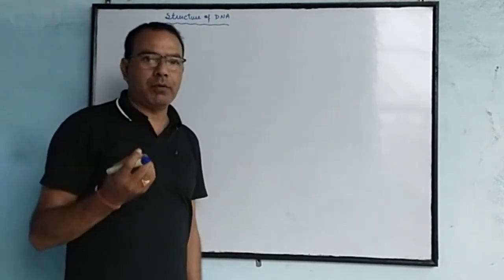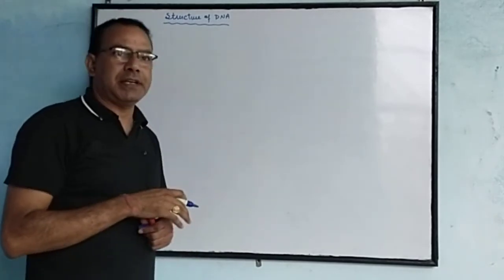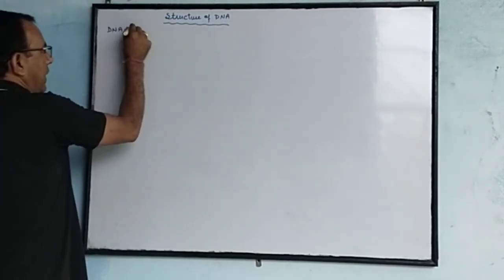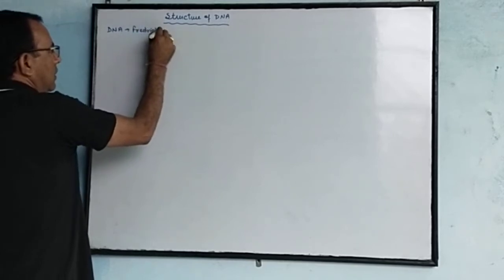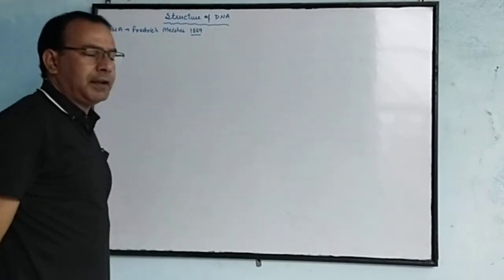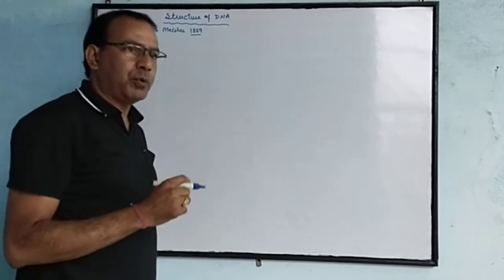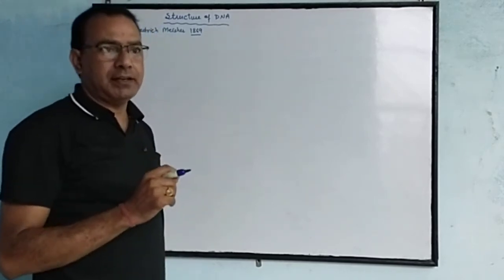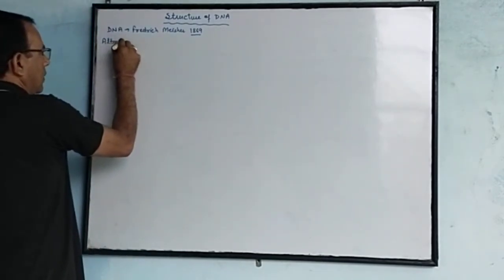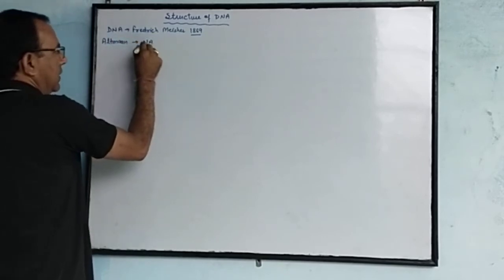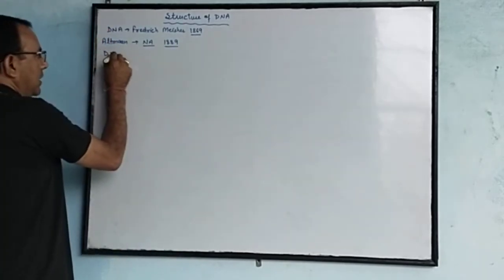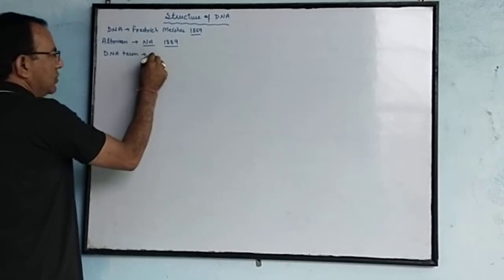As a small background history of DNA, DNA was first discovered by Frederick Miescher in 1869, and in 1889 Altman proposed that it is a nucleic acid. The term DNA was proposed by Jacques.